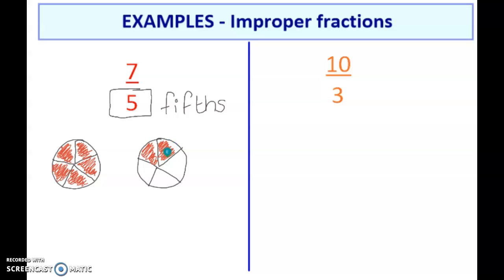How many whole circles have I coloured in? I've coloured in 1 whole circle. 1 whole one. How many fifths do I have left in my second circle? I have 2 fifths left. So 7 over 5 as a mixed number fraction is 1 and 2 fifths.